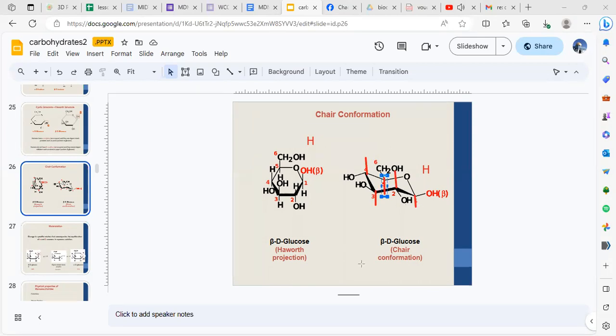If we're looking at the beta conformation, so carbon 1, H is down. Carbon 2, H is up. Carbon 3, H is down. Carbon 4, H is up. Carbon 5, H is down. So these are what you call the axial positions. And this is more stable because the H is a small atom. And the axial positions create too much steric hindrance. I mean, if big groups are positioned in the axial positions, they push each other.